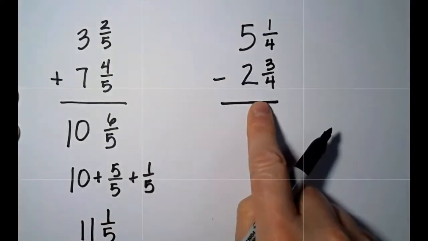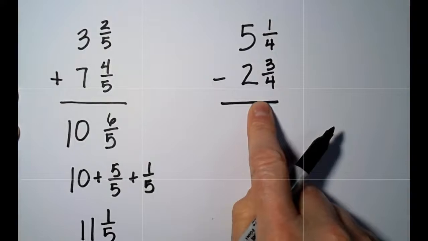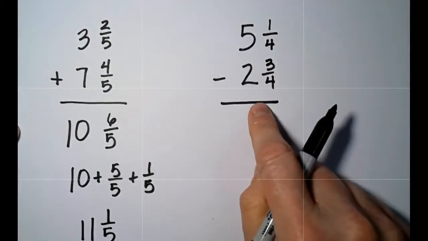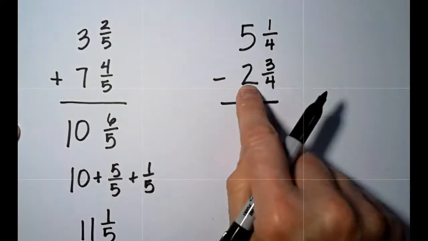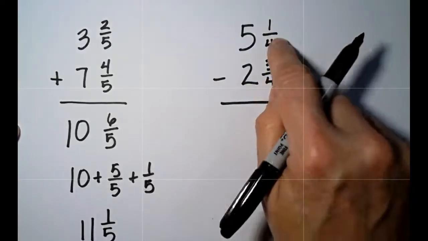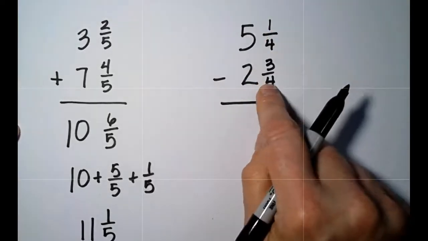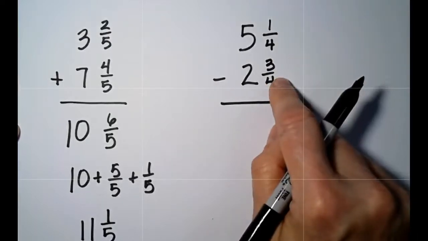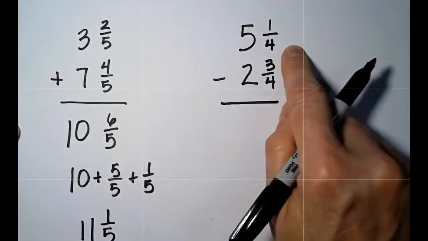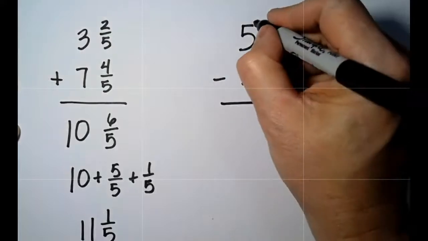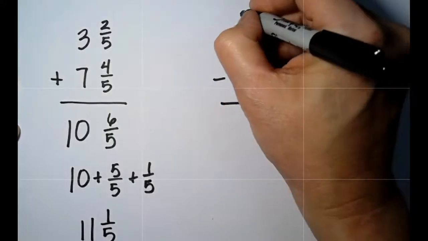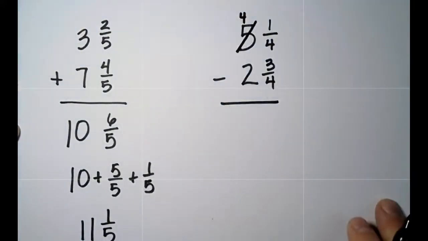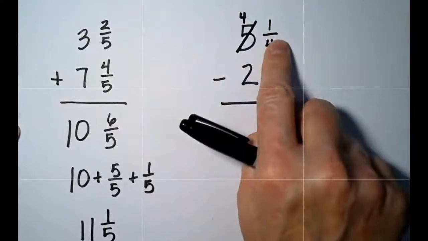And over here, if we were doing subtraction, it's a little bit different with subtraction than we would normally think, and let me explain why. So here we have 5 minus 2, we can handle that part, but we've got 1/4 minus 3/4, and we don't want to end up with a negative answer, so we're not going to do that. We're going to regroup, and we're going to borrow 1 whole from the 5, and we're going to bring that over here.